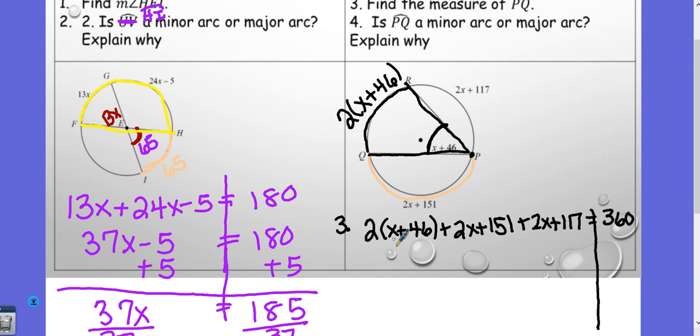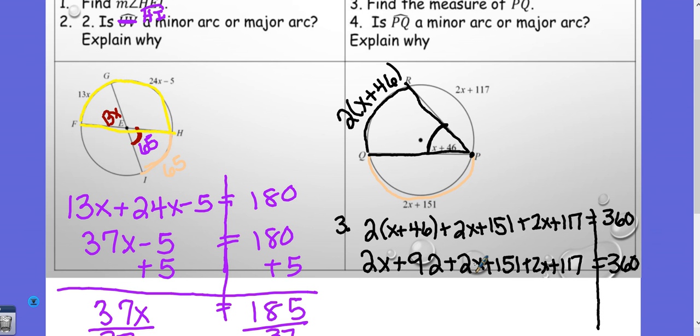And we're going to use our math here. I'm going to go ahead and distribute. This becomes 2x plus 92, plus 2x plus 151 plus 2x plus 117 equals 360. Now, there's a couple of things you can do. You can combine like terms and then move the constants to the other side, or you can just subtract all of the constants from this side and you'll get the same answer. I'm going to go with combining like terms.